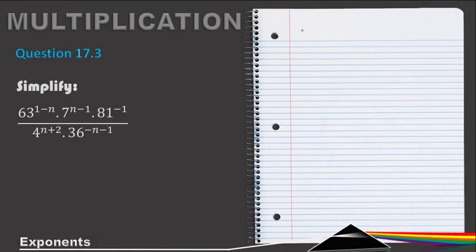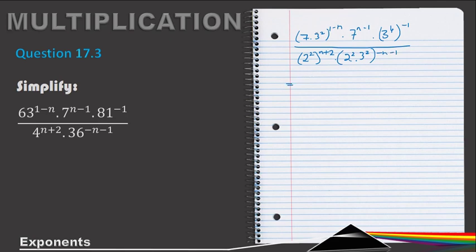Now for question 17.3, we have 63. That's going to be 7 times 9, so that's 7 times 3 squared, to the power of 1 minus n, times 7 to the power of n minus 1 times 81, which is 3 to the power of 4, to the power of negative 1, all over 2 squared to the power of n plus 2 times 36, which is 6 squared. 6 is 2 times 3, so that's 2 squared times 3 squared, to the power of minus n minus 1.